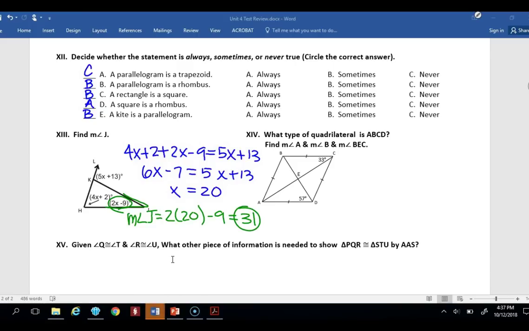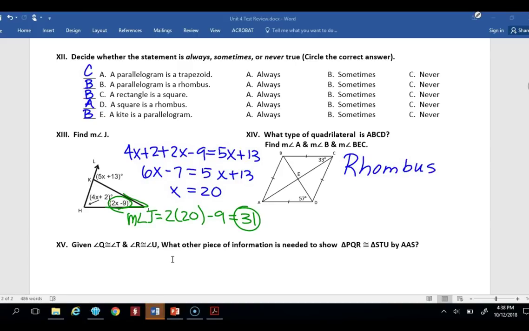Now we're going to work over here on number 14. What type of quadrilateral is ABCD? We're supposed to answer that first, and I happen to notice immediately that all 4 sides are congruent and there are no right angles. So if I was going to call this something, I'm going to call it a rhombus because all 4 sides are congruent.